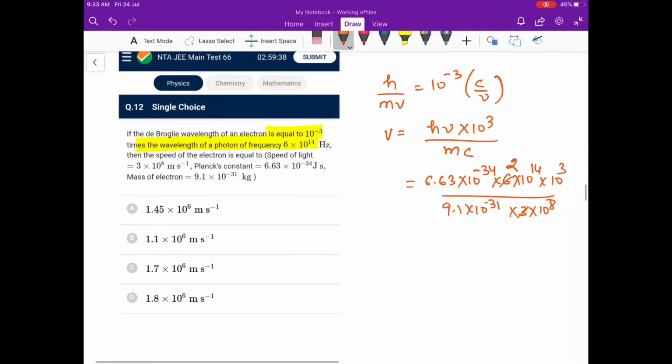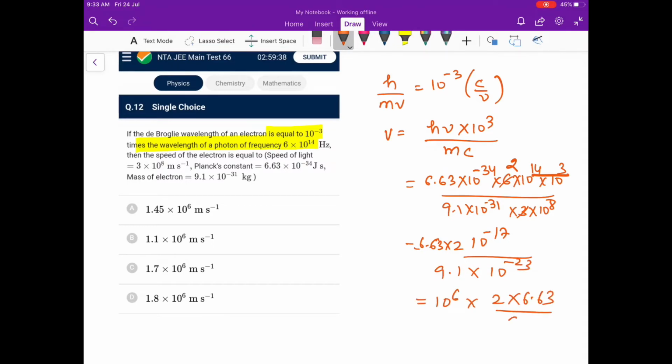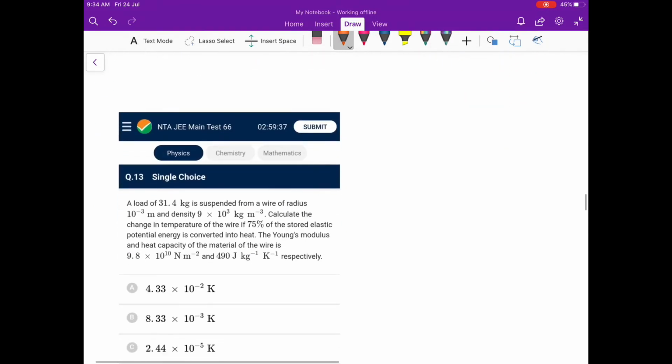Now first of all let me check the powers. So 14 and 3 is 17, minus 34, that is 10 to the power minus 17, above 6.63 into 2. Then this would be 9.1 and this would be 10 to the power minus 31 plus 8, minus 23, so it becomes 10 to the power 6 into 2 into 6.63 upon 9.1. So if we do this, let me multiply it. 2 threes are 6, 2 sixes are 12, 13.26 by 9.1, so it would be 1.4 something, so 1.45 into 10 to the power 6 meter per second is the answer. Now go for the next one.